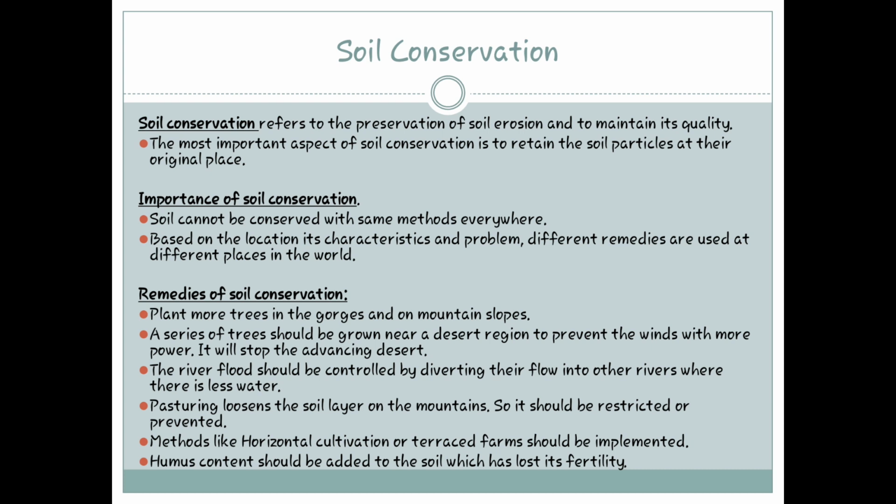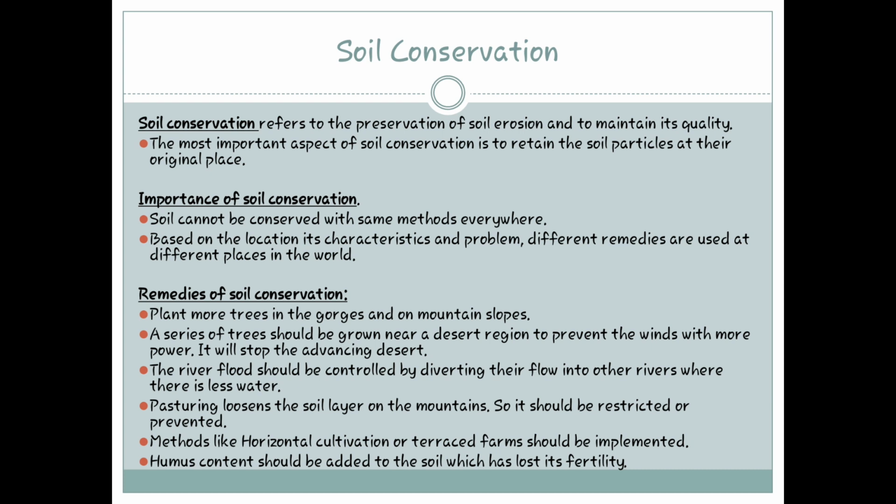Another one is pasturing loosens the soil layer on the mountain. So, it should be restricted or prevented. This we have already discussed earlier. Control the grazing activity on the land. Because of overgrazing, soil erosion will happen. So, if we are restricting these grazing activities, it will prevent the soil erosion.